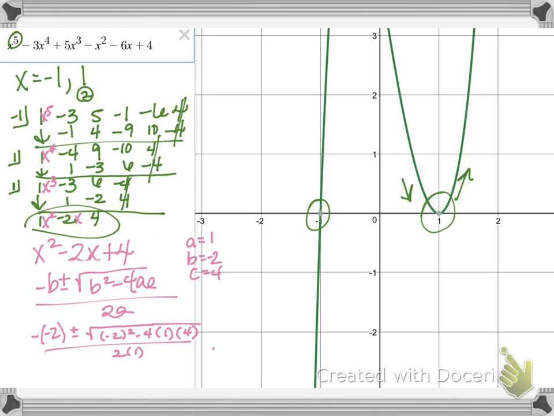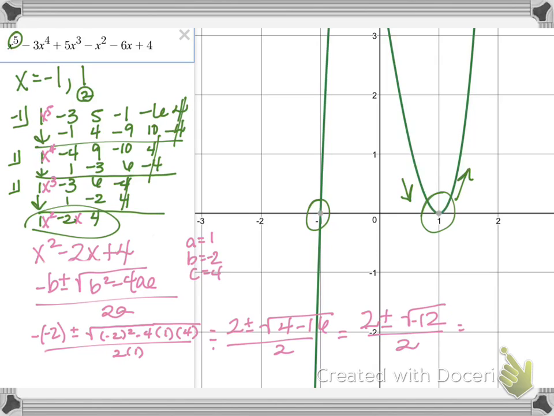Now I can start simplifying. This will give me +2 plus or minus the square root of 4 minus 16, all of that over 2. And if I keep going, that'll give me 2 plus or minus the square root of -12 over 2. Before we started this, I always like to review the radicals section so that we can easily deal with our square root of -12 and we're not confused by it.